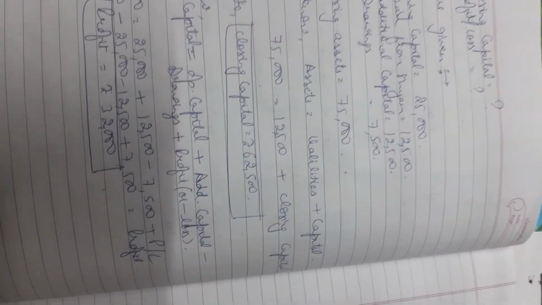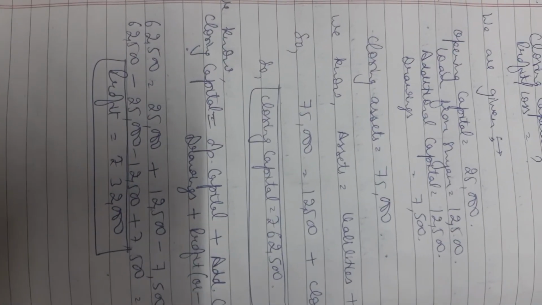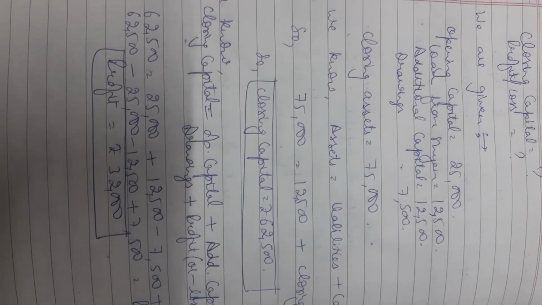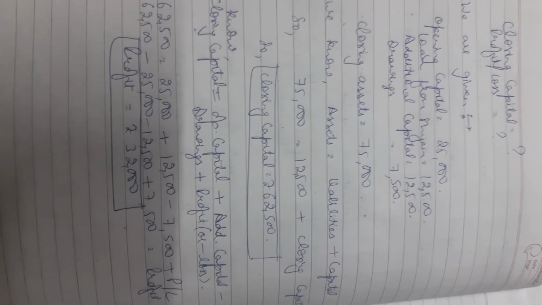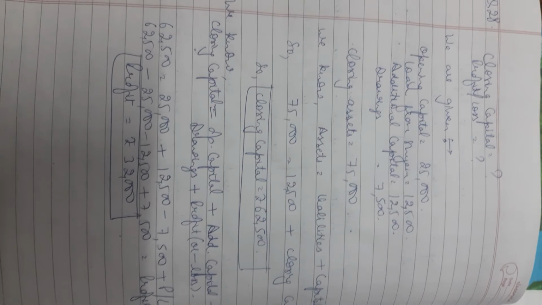So students, profit can be calculated as 62,500 minus 25,000 minus 12,500 plus 7,500. It will give us the amount of profit, that is rupees 32,000.